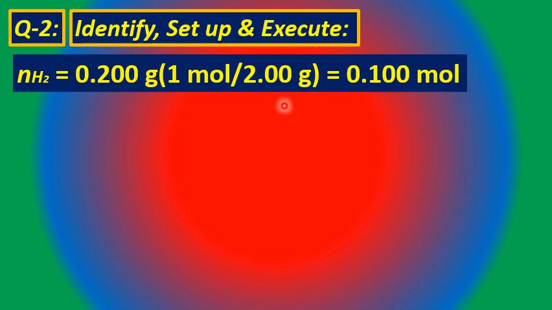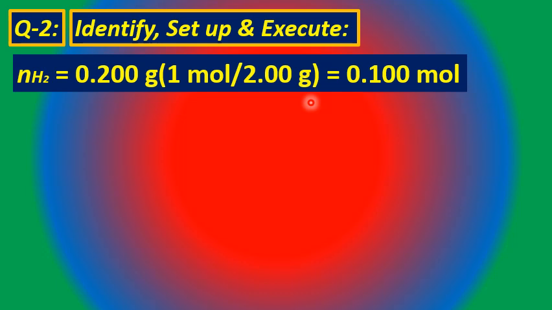For hydrogen gas, we just divide the given mass of 0.200 grams by the given molar mass of hydrogen, which is 2.00 grams per mole. So that will give us the mole equivalent equal to 0.100 mole.